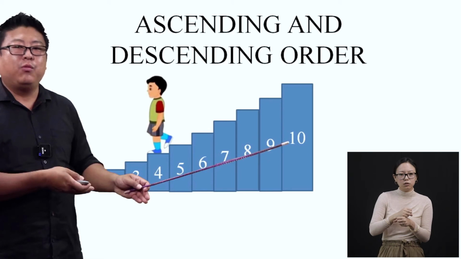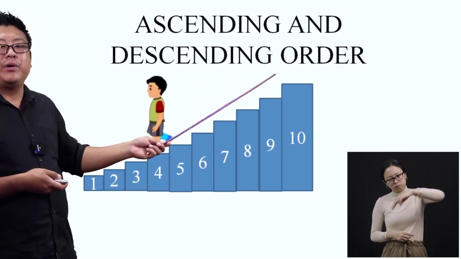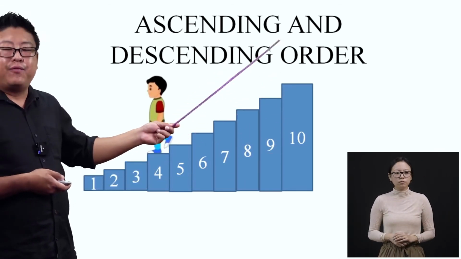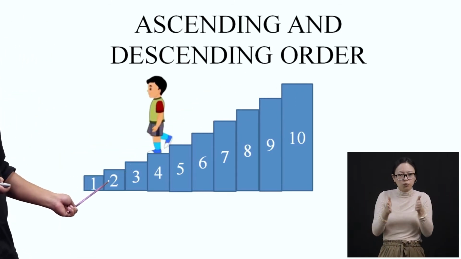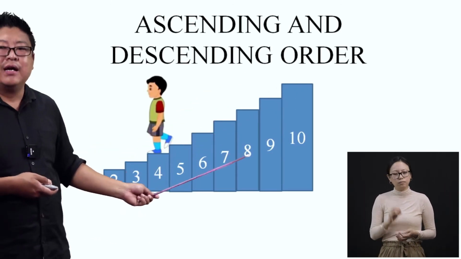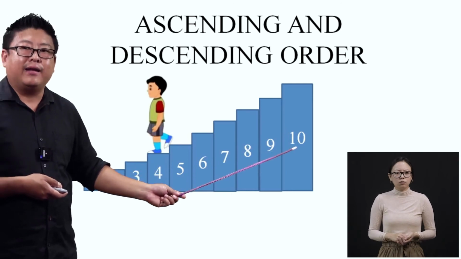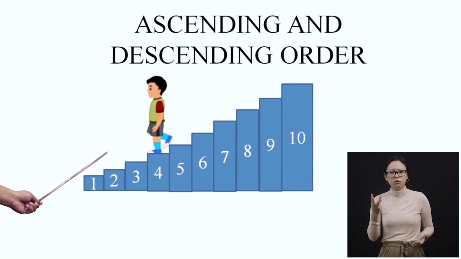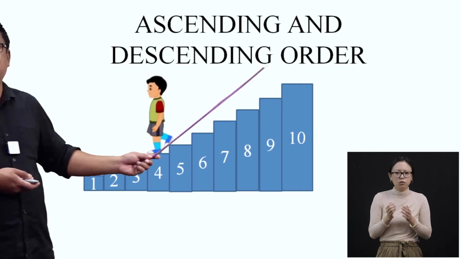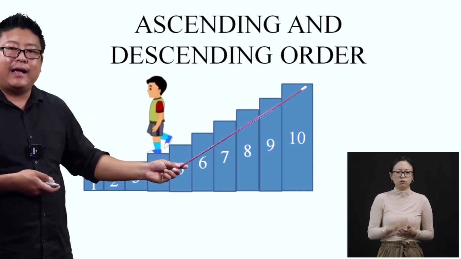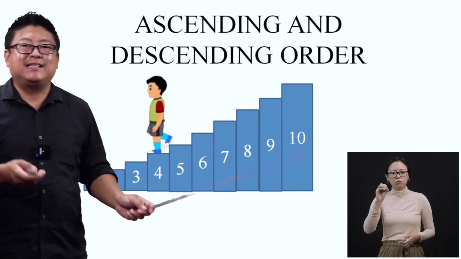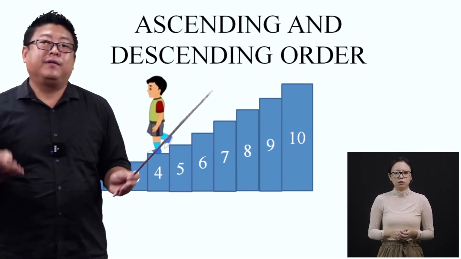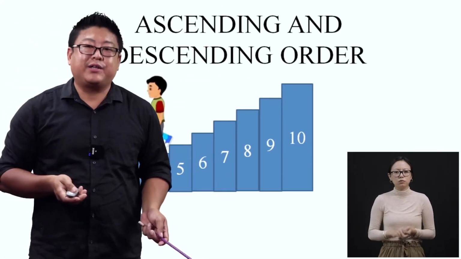All right? So going down means in mathematics we are going to use these as from a bigger number to the smallest number. All right? Here in this case, the biggest number is 10 and the smallest number is 1. So he started from 10 and went all the way down to 1. So this is the concept of descending order. All right, children?